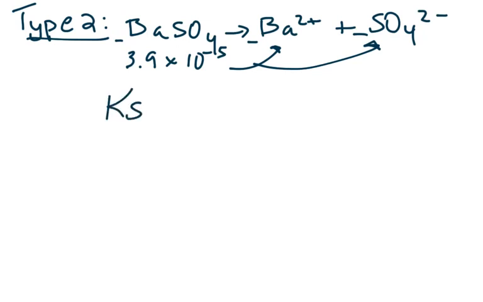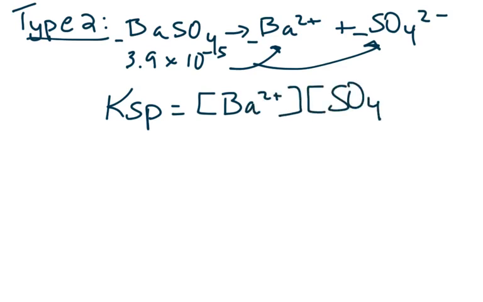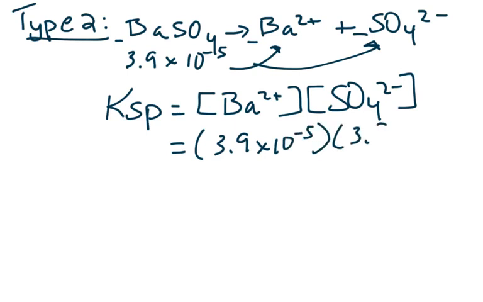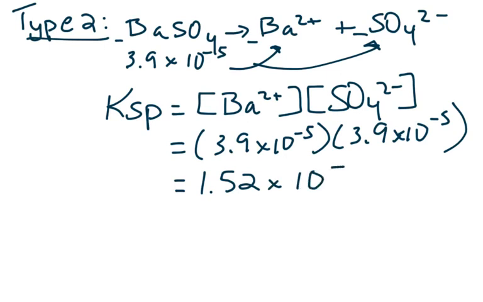So the KSP expression is your Ba2+ and your SO4 2-. We stick the numbers in. We have 3.9 times 10 to the negative 5 times 3.9 times 10 to the negative 5. And we get an answer of 1.52 times 10 to the negative 9. Now remember, KSP, just like Keq, Ka, etc., does not have units. So now we're going to move on to example number 2.